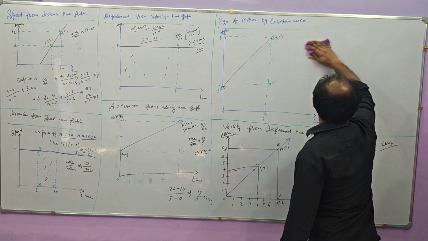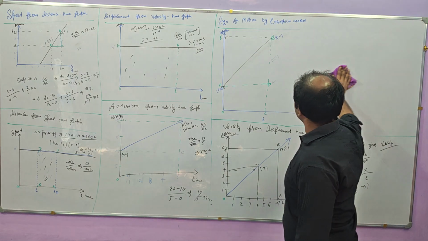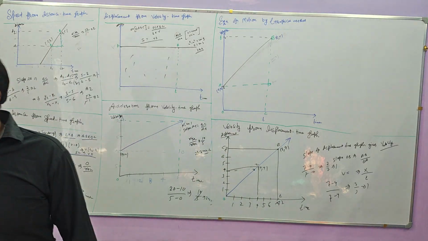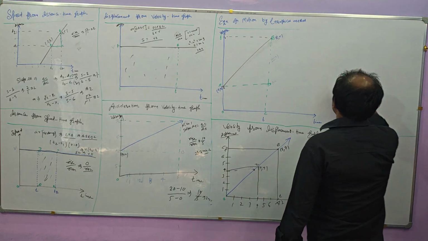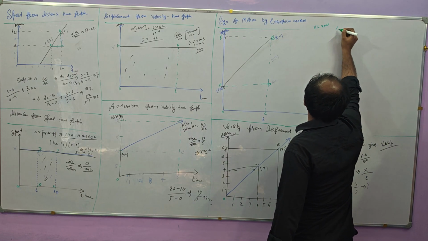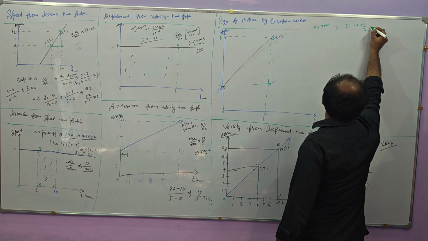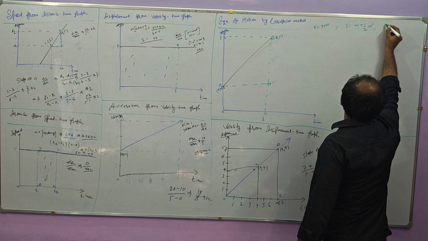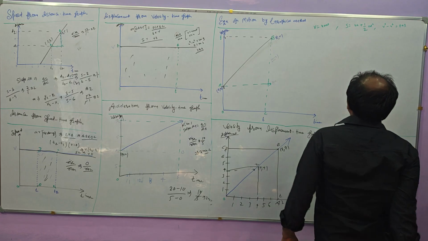Now we need to define the equations of motion. We have three equations. V is equal to U plus AT, S is equal to UT plus half AT square, and V square minus U square is equal to 2AS.